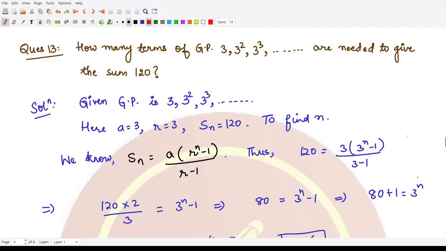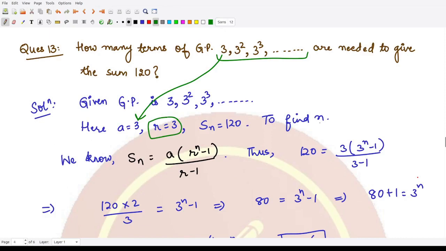In this video, we shall be solving question number 13 from exercise 9.3, right? So the question here says: how many terms of the GP, this GP is given to us, which is an infinite GP. The first term here is given to be 3. The common ratio, you can evaluate it. It also comes out to be 3, right?